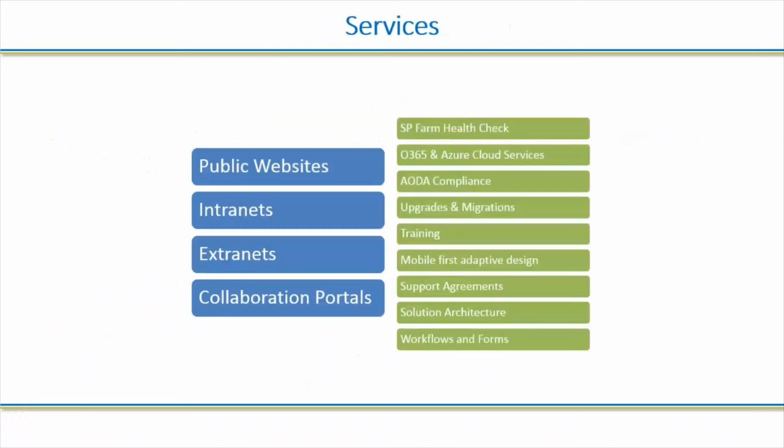So if we think about within the context of those four main areas of what we focus on, the public websites, intranets, extranets, collaboration portals, we've got a number of services that go along with that. If you've got an existing on-premises SharePoint farm, whether that's 2007, 2010, 2013, we have a health check that we can do around that. We have services around both Office 365 and Azure Cloud, AODA, which is the Accessibility for Ontarians with Disabilities Act, primarily from a public website point of view, but also from an intranet perspective.